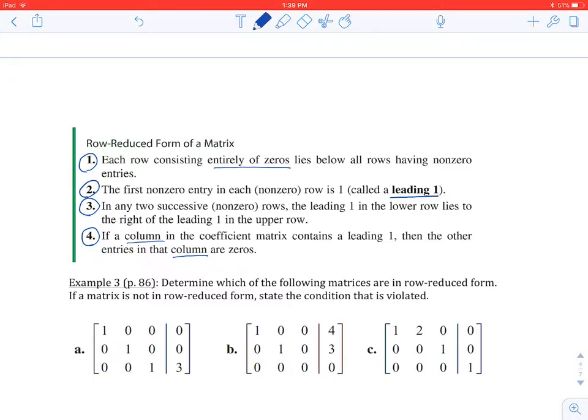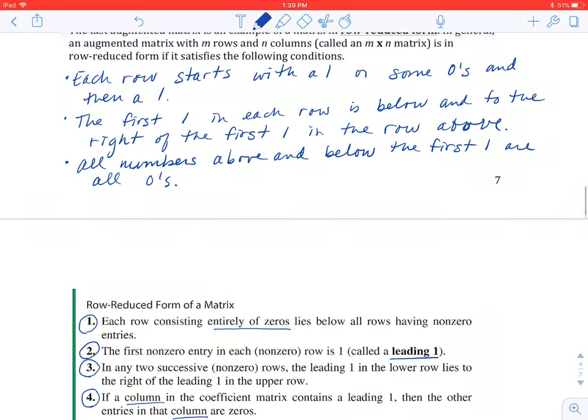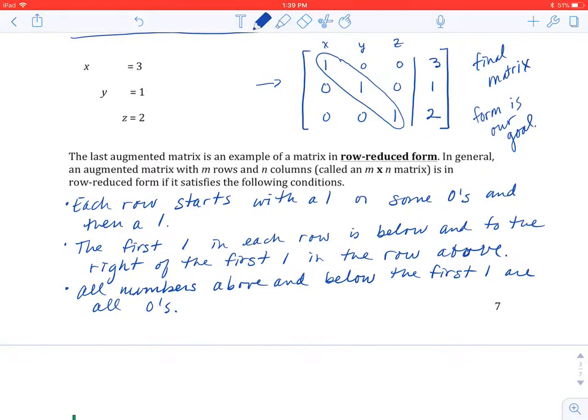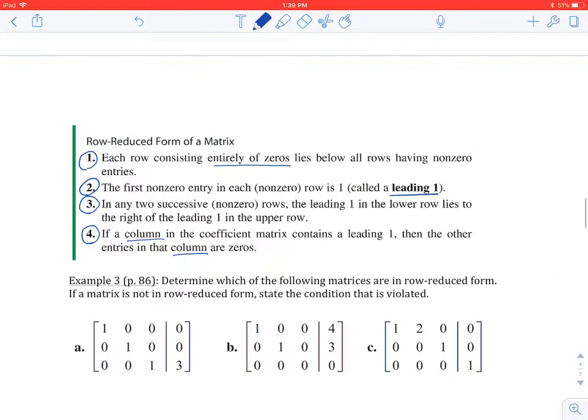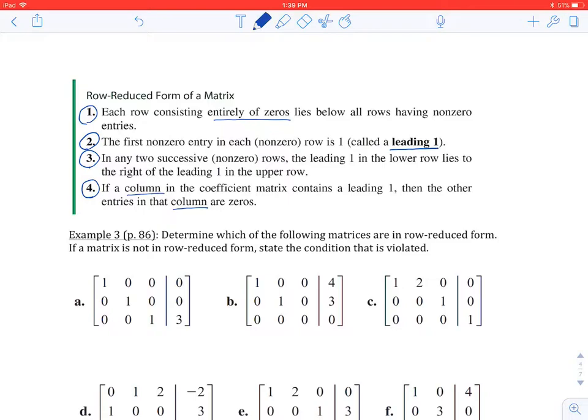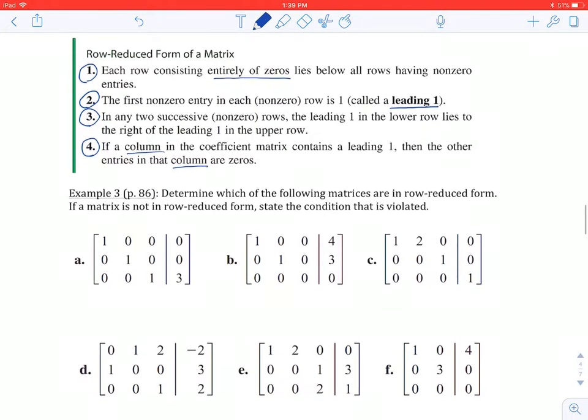All right, so we had mentioned 2, 3, and 4. We did not mention number 1 because our reduced matrix did not have a row of all zeros in it. So if we do have a row of all zeros, it has to come at the bottom.